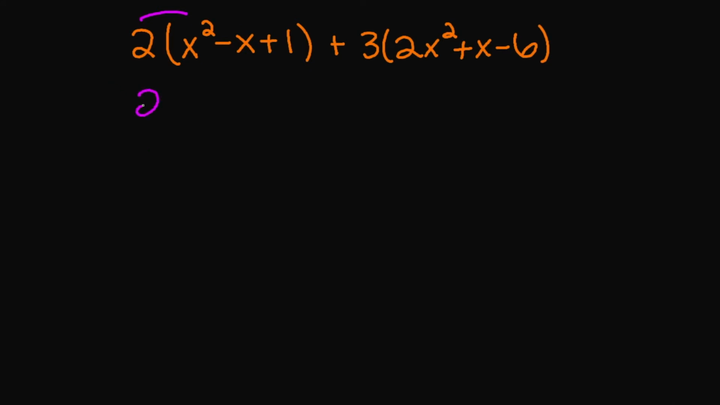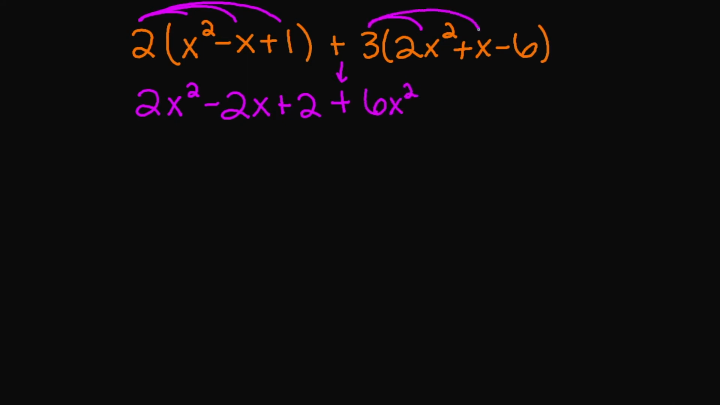This is going to give us 2x squared. Then 2 times negative x is going to be minus 2x. Then 2 times 1 is going to turn into positive 2. Then we have 3 times 2x squared is going to be a positive 6x squared. Then 3 times x, this is going to be positive 3x. And then 3 times negative 6 is going to turn into negative 18.